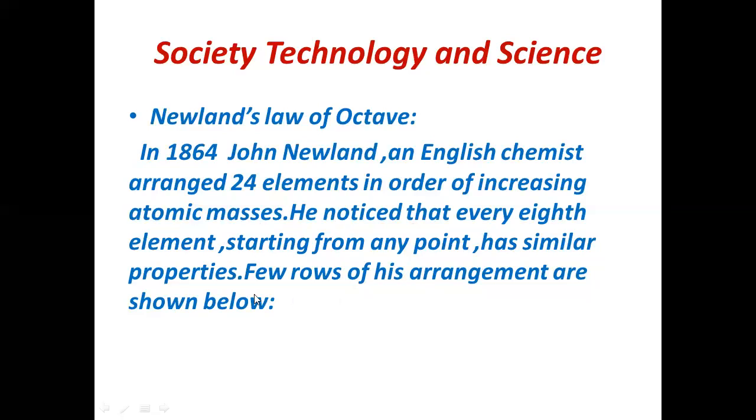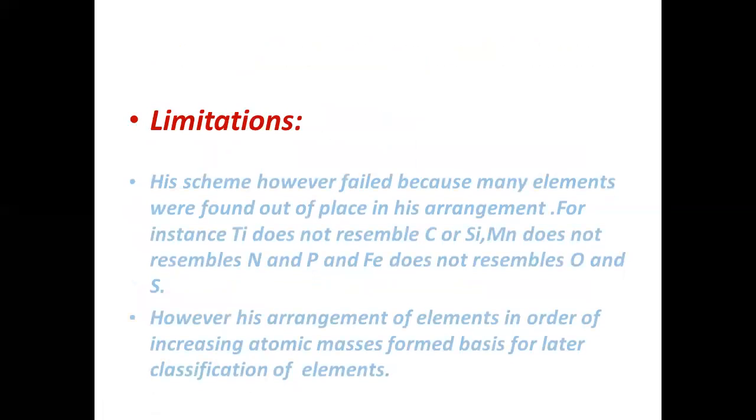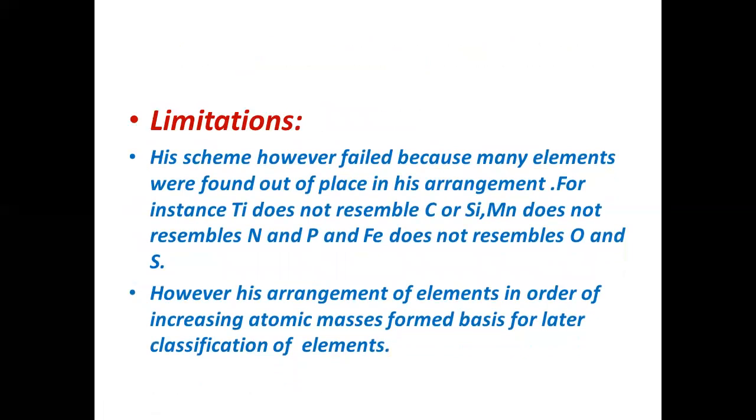A few rows of his arrangement are shown below. It is the same as the modern periodic table, because after 8 elements the properties are repeated. Some of the limitations of Newlands' law of octaves are that his scheme, however, failed. Although he arranged 24 elements in some groups and periods, his scheme failed because many elements were found out of place in his arrangement.